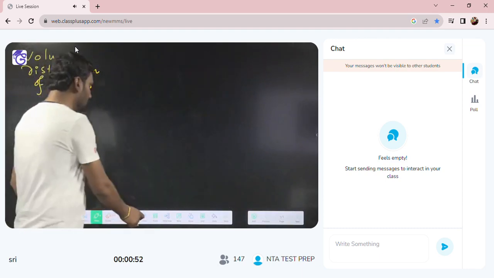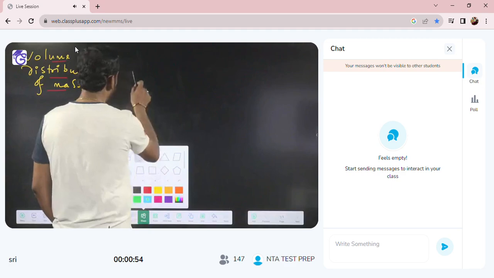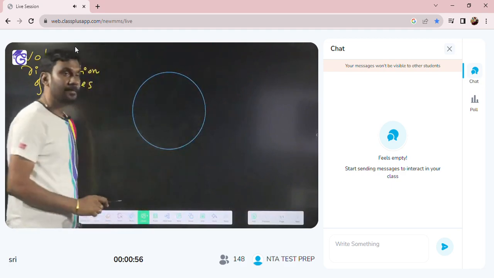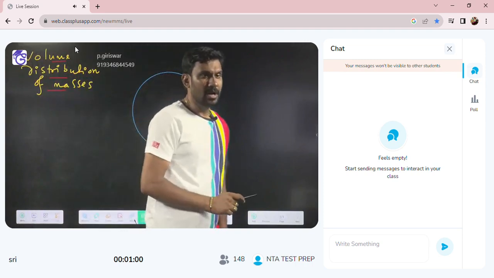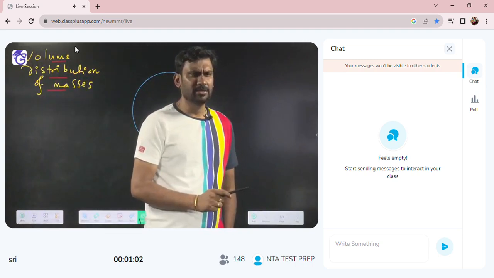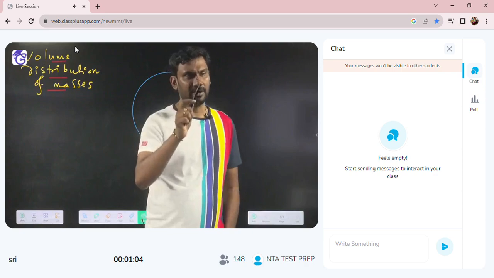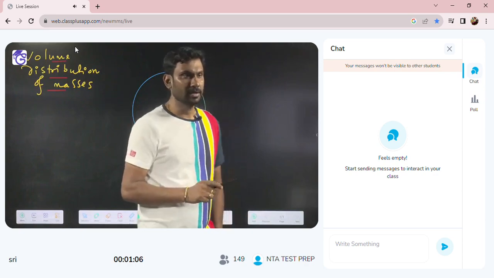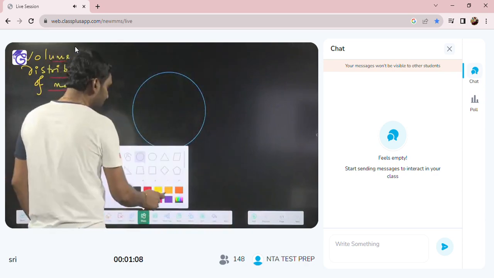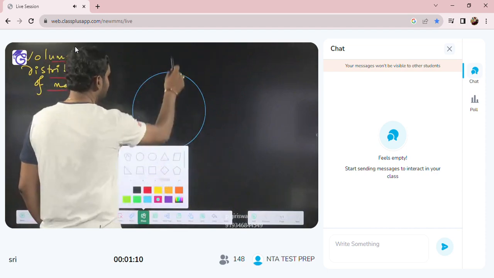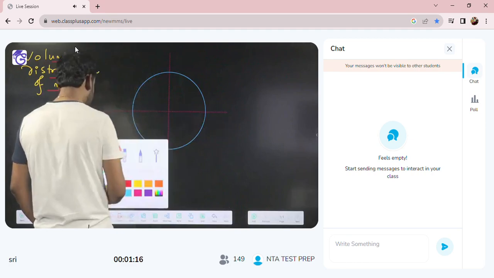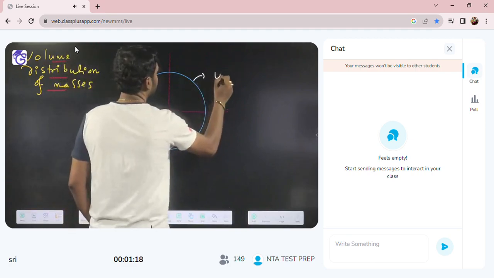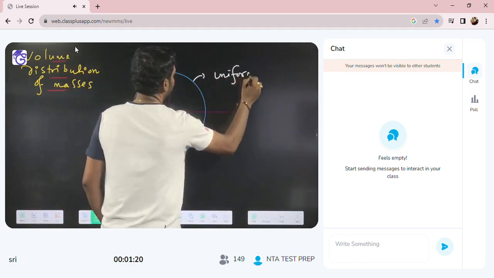So, volume distribution of masses. If you take the volume distribution, let us take a sphere. We are taking this as a uniform sphere, correct? Narayan said this is removed from the center. No change will be there if you remove something symmetrically. Okay, Narayan? So in this case, this is a uniform sphere.